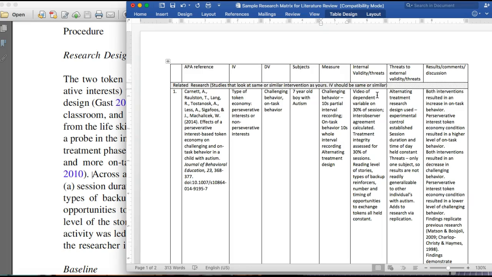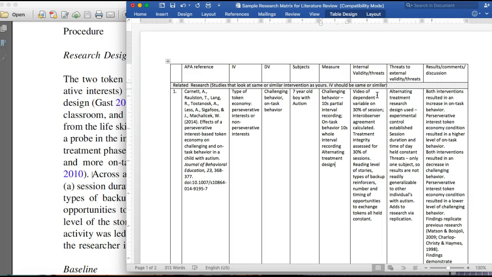Then they also made sure that they assessed the treatment integrity, so that the program was implemented the way it was supposed to be implemented, and they assessed that for 30% of the sessions. The reading level of the stories, the types of backup reinforcers, and the number and timing of opportunities to exchange tokens were all held constant. So in this study, there were no threats to internal validity. They did a really good job with that.